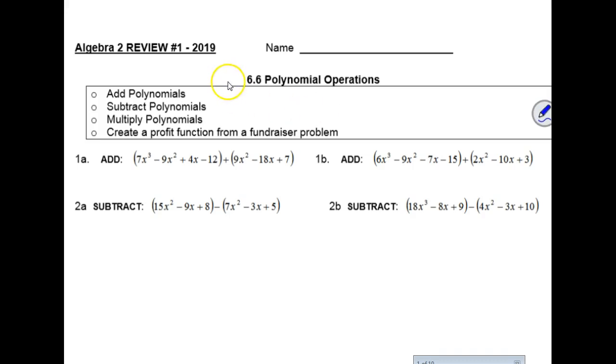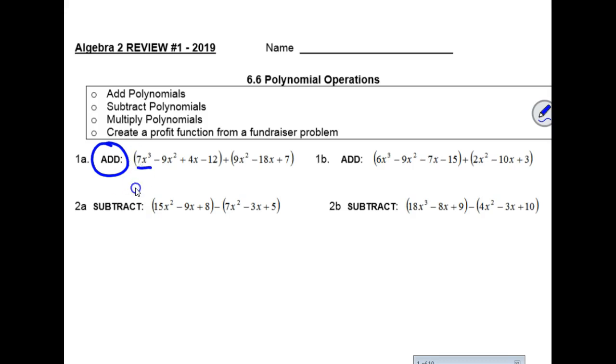So here, for this first section, we're going to be using regular polynomial function, not function notation, just polynomials, and we're going to be doing different operations, adding, subtracting, and multiplying, and then we're going to create profit functions. So this first question, they just want you to add all your like terms together, so just carefully choose the like terms, and I would love if your answers are in standard form. That makes my grading really easy.